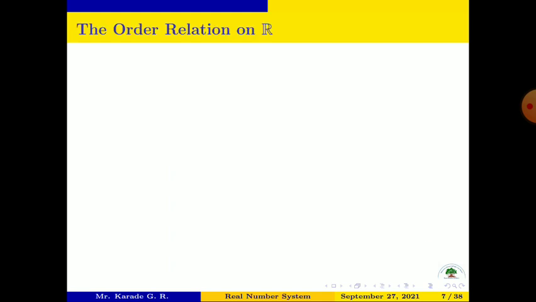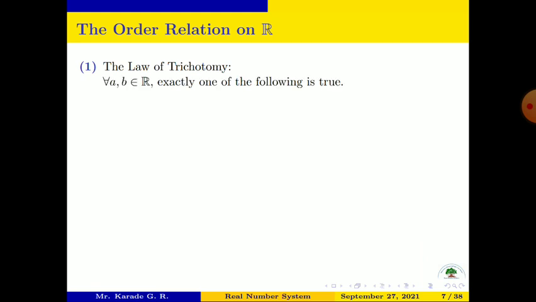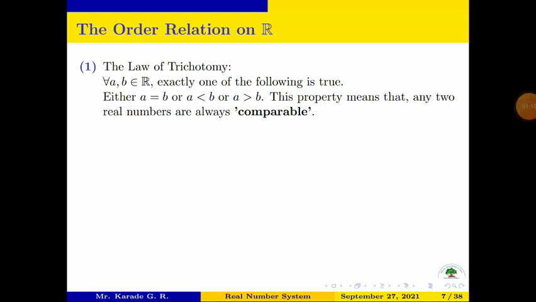Now let us study the order relation on R, the law of trichotomy. So what is the law of trichotomy? We will see here. For all a, b belongs to R, exactly one of the following is true: either a is equal to b, or a is less than b, or a is greater than b. So this property means that any two real numbers are always comparable.